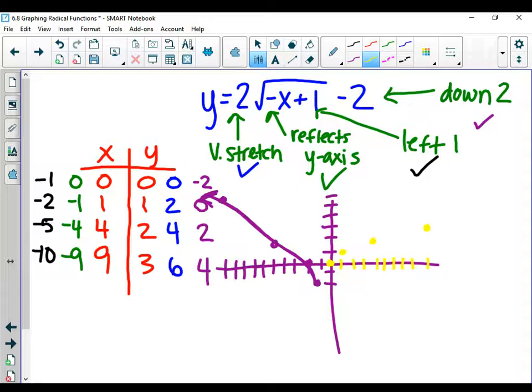So if you looked at your parent function, notice how we reflected over the Y. We stretched it vertically, so that's why it's wider. We moved it to the left 1 and down 2. Okay? So that one has a whole lot of transformations in it. I think you have maybe 2 or 3 at the most on your homework.